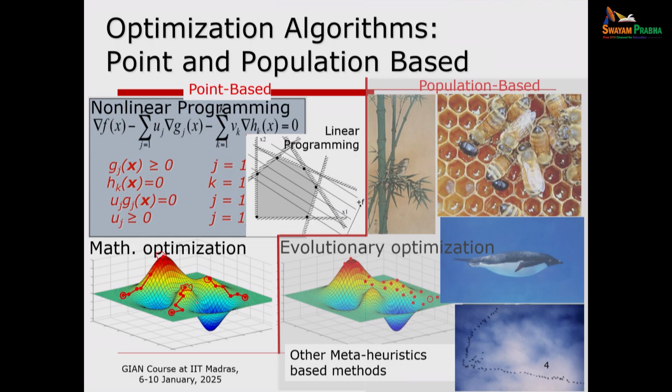Because one point is going to another, you could do a lot of math. And there is a lot of math in this optimization literature.